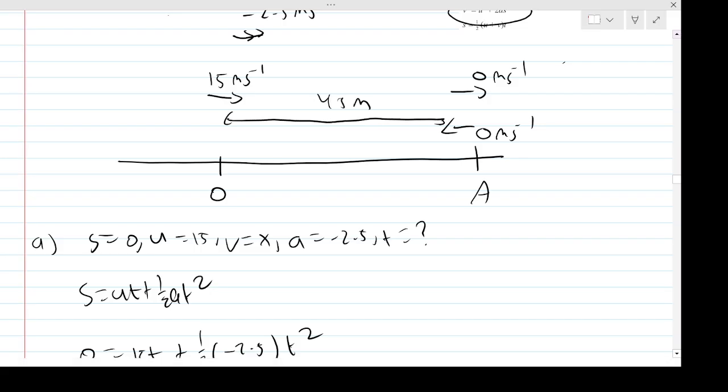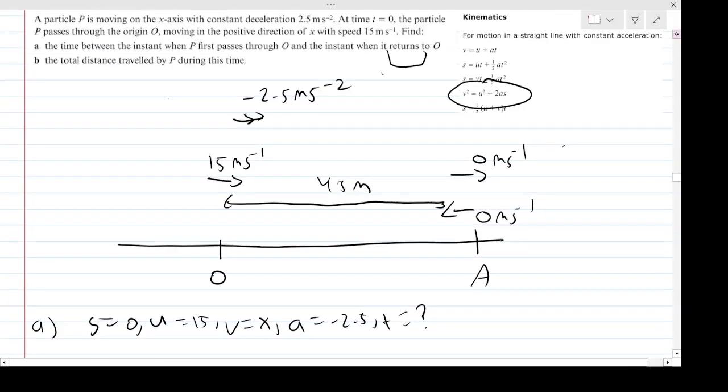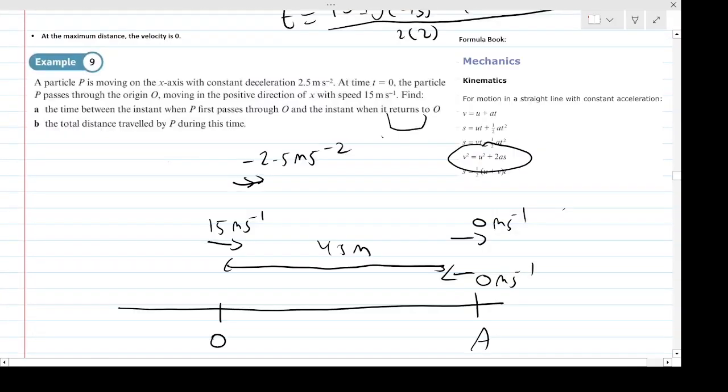And this is the maximum distance, okay? This is the maximum distance the particle travels, right? Because when it goes back to 0, it doesn't move any further than that. So that is the maximum distance it can reach. Then obviously it goes backwards after that. So with maximum distance, you always want to consider the velocity to be 0 at the end of the distance, when it comes to a standstill.